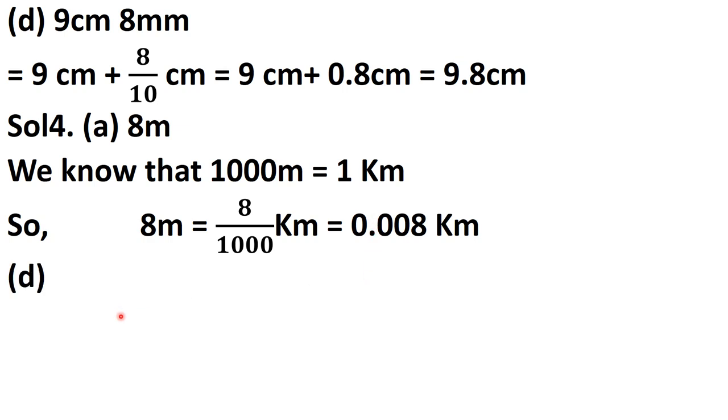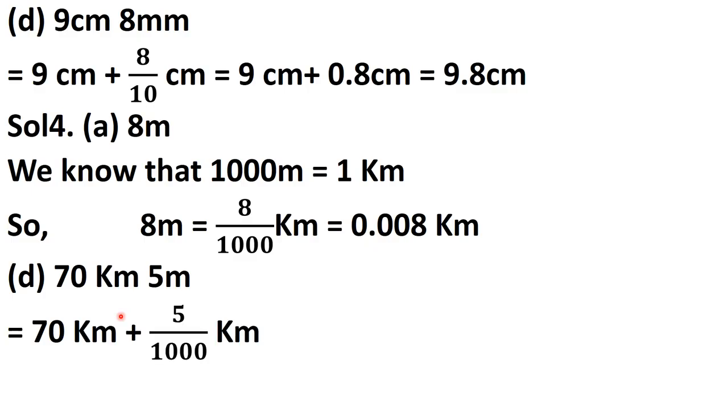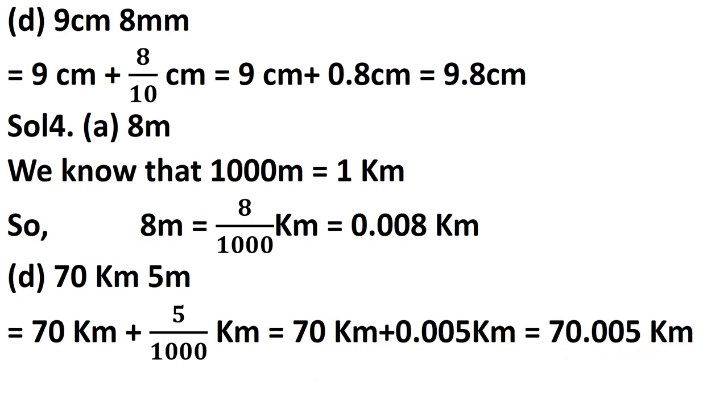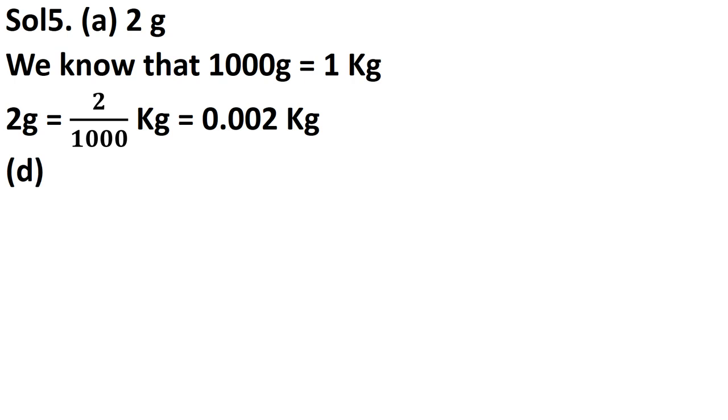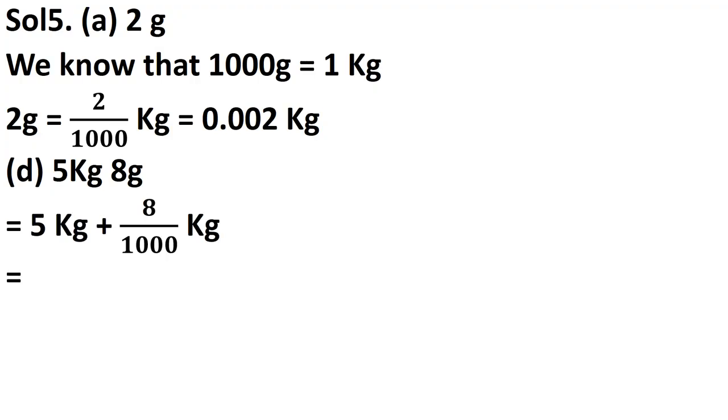D part: 70 kilometer 5 meter. 70 kilometer plus 5 upon 1000 kilometer, which is equal to 70.005 kilometer. In the same way, you can do question number 5 also. Check these answers from here and rest you can do yourself. In kilogram and gram also, 1000 gram equal to 1 kilogram.